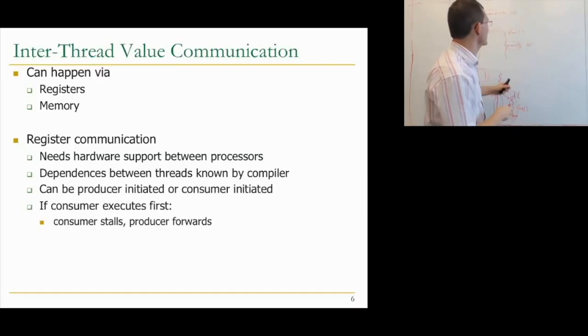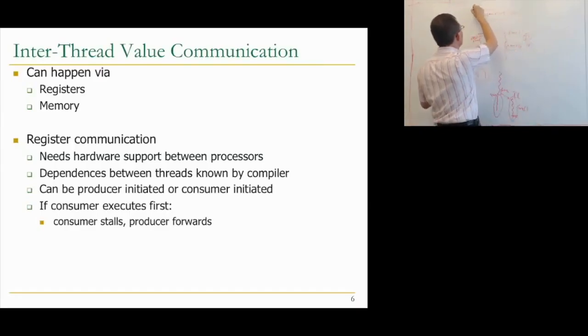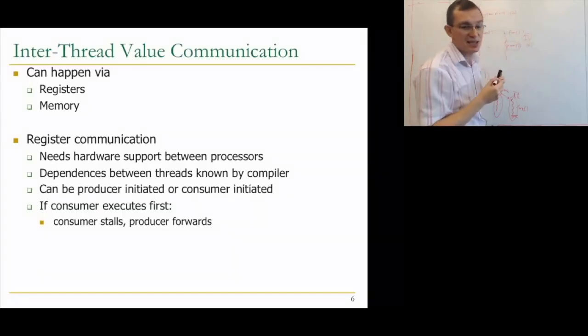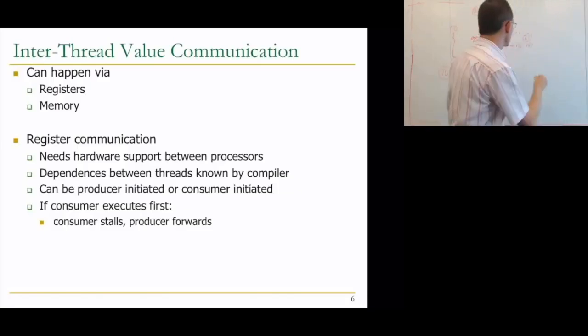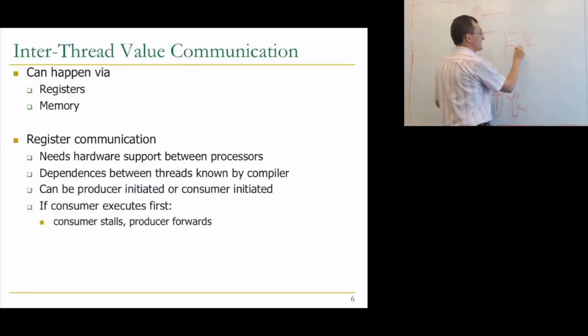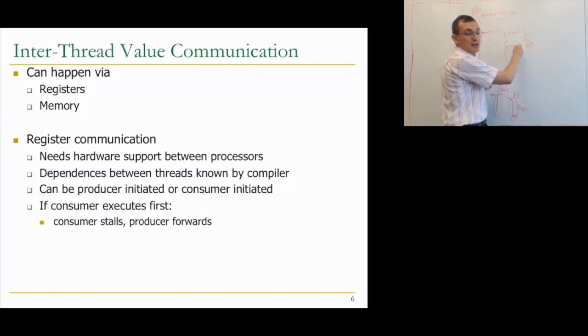And if the consumer executes first, let's say this is the consumer thread, thread 1, and let's call this thread 0. If this one executes first in parallel with the previous thread, and this might happen if you parallelize aggressively, then the consumer stalls. If the value is not ready in the register, it knows that it needs to wait, because the value is not ready in the register file. And the producer, when it executes, it forwards.